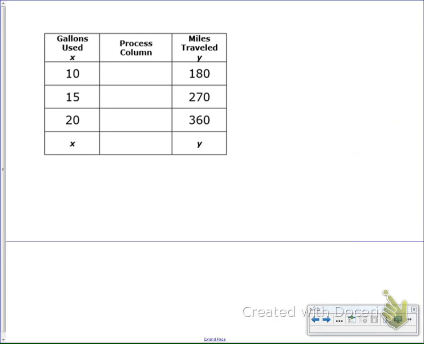We're going to take a look at this table right here. I have miles traveled and I have gallons used. I'm going to start with my y over x, looking at the very first row here with 180 and 10. So I want to find my k, which should be y over x. I know that's 180 over 10.